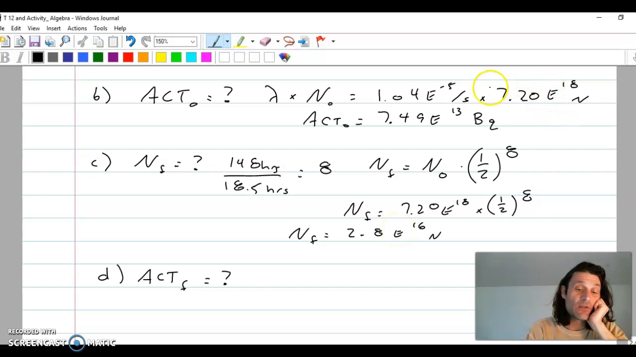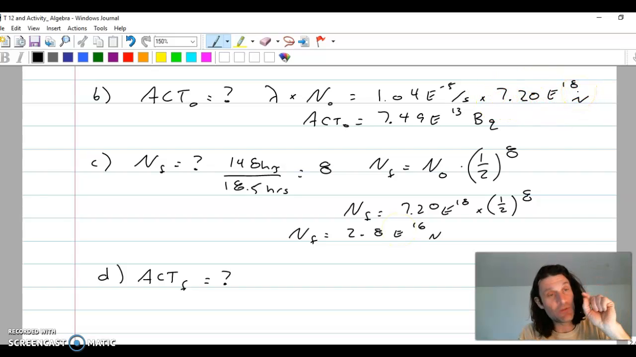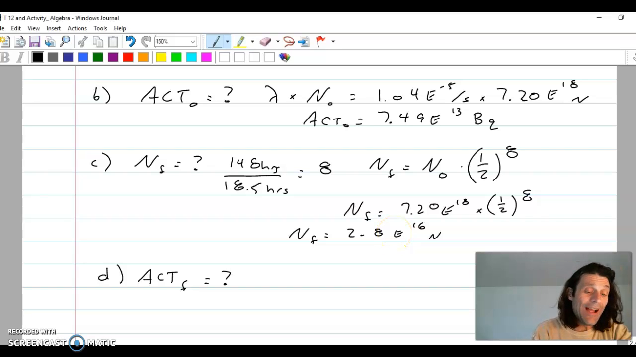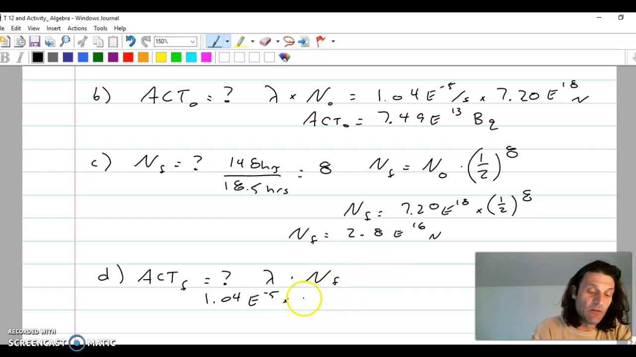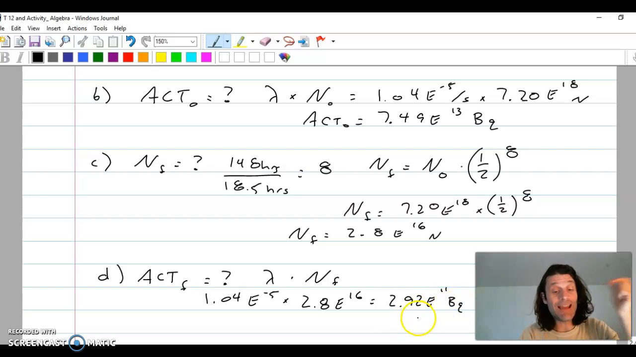So if you took this number, 7.2 times 10 to the 18th, and just push divide by 2, divide by 2, divide by 2, divide by 2, push that 8 times, I promise that's what you'll get. So how active is it after 148 hours? What we will do is take the same lambda, multiply it by the N_f. So that lambda again was 1.04 E negative 5. I'm going to multiply it by the new number, 2.8 E16, and that activity is 2.92 E11 Bq. All right, so that's the activity after 148 hours.